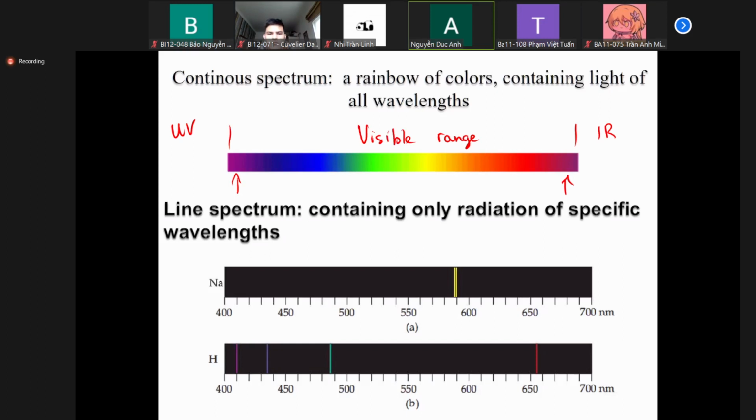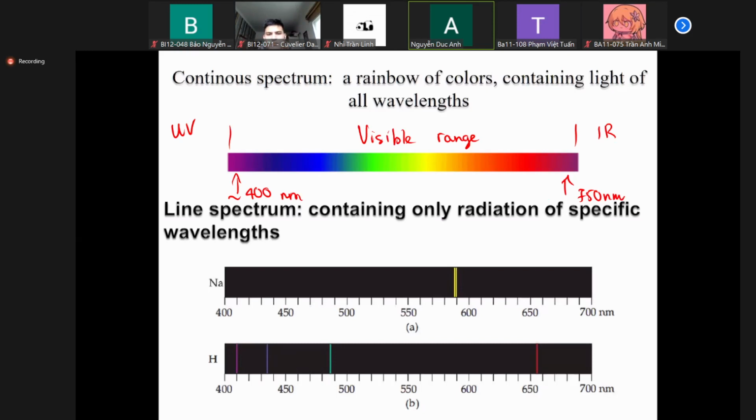radiation. In the case of the visible range, we call it a continuous spectrum. It means that the light contains all the wavelengths. So it can be around 400 nanometers of wavelength in this part, and around 750 nanometers of wavelength in this part.